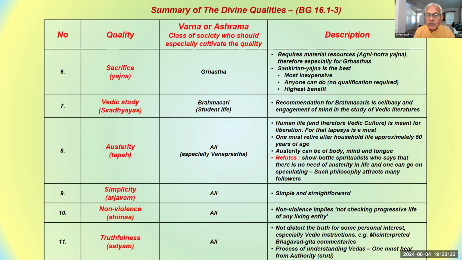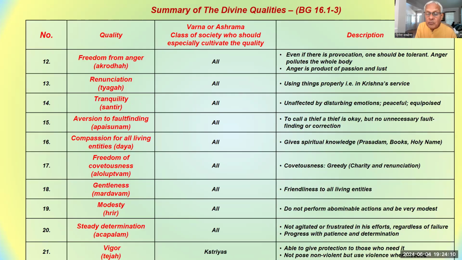Yes, Mataji. Truthfulness, satyam, all. Not distort the truth for some personal interest, especially Vedic instructions. Example, misinterpreted Bhagavad Gita commentaries. Process of understanding Vedas, one must hear from authority. Shruti. Truthfulness means be truthful to what the Vedic injunctions and what Srimad Bhagavatam and what Bhagavad Gita or our scriptures say. One has to not do any interpretation on his own or speculate or philosophical speculation or imagination. That is not permitted. Truthfulness means being truthful to what the injunctions of Vedas and scriptures say.